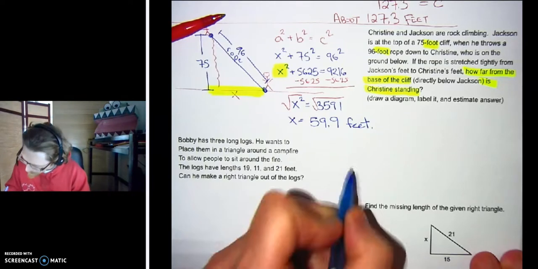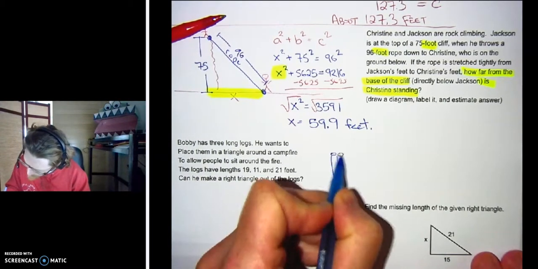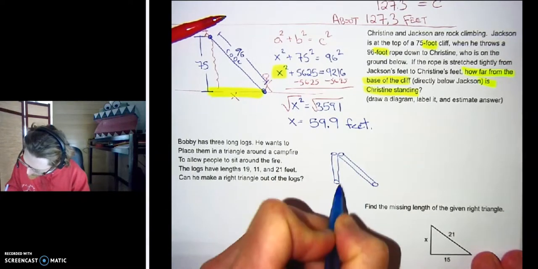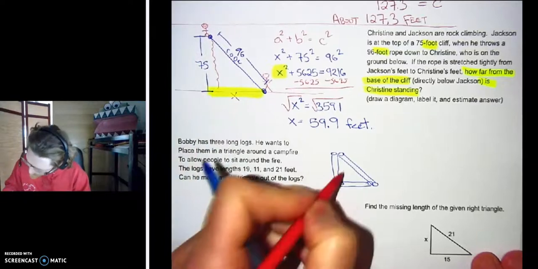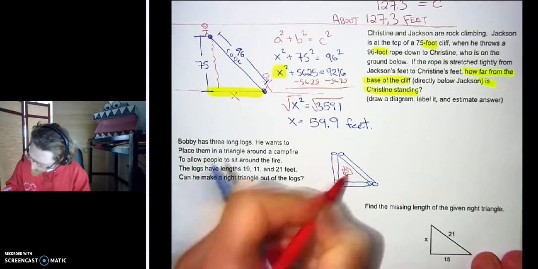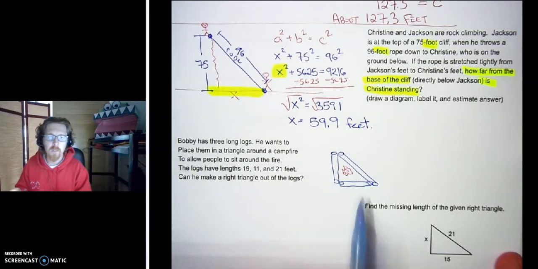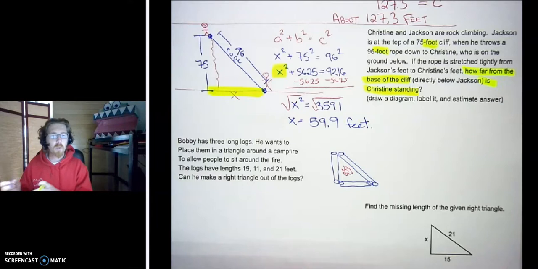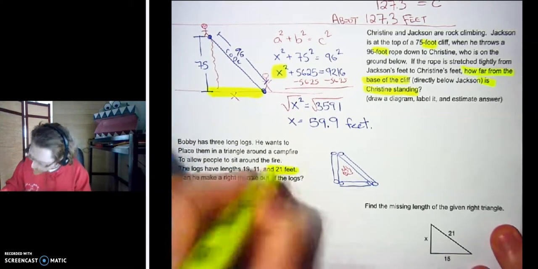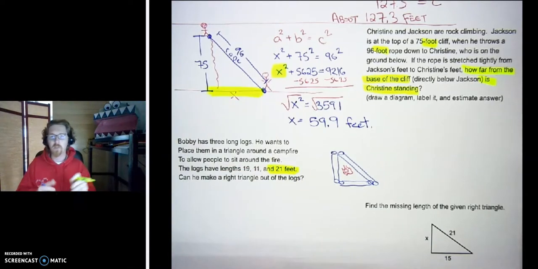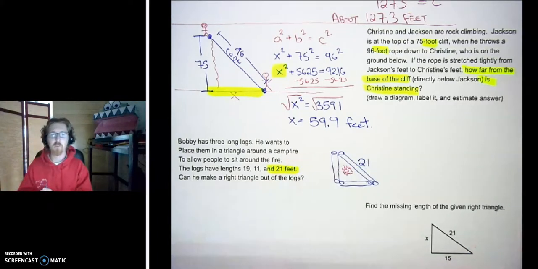Well, let's think about that. We have some logs here. We'll try to draw some logs. Little cylinders, I guess we would see. And we'll have a little bonfire in the middle. So, can Bobby make a right triangle around his fire out of these logs? Well, one thing to remember about the Pythagorean theorem is that the hypotenuse is always going to be the longest of the three sides. So this side has to be the side that measures 21.